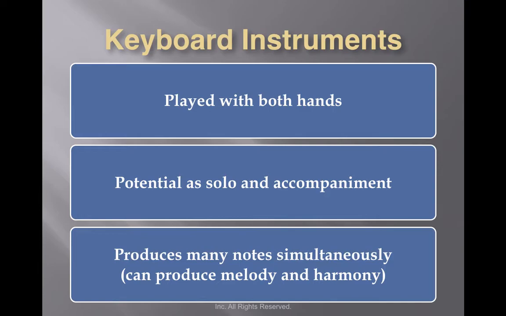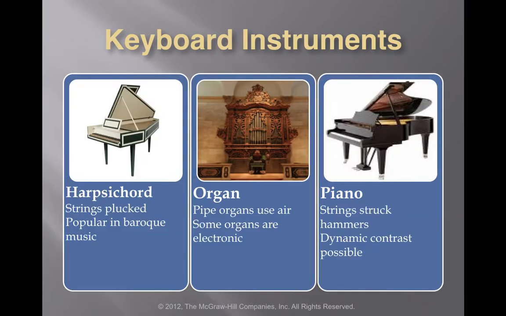They can be used as a solo and accompaniment instrument, meaning you can play it by yourself and provide your own chords to your own music by playing the melody and the harmony at the same time. Three instruments that are a part of this family include the harpsichord, organ, and piano.